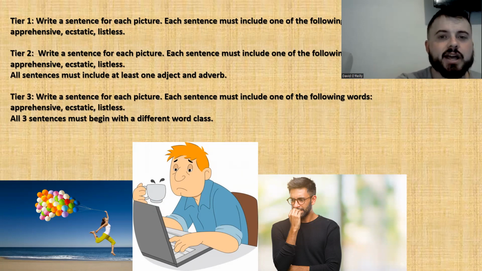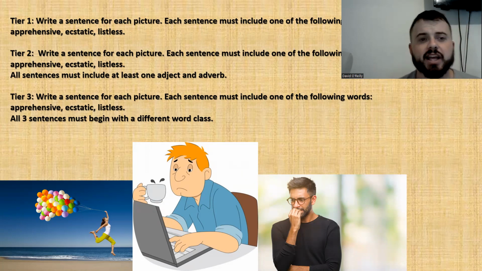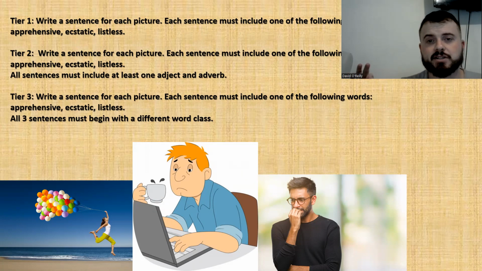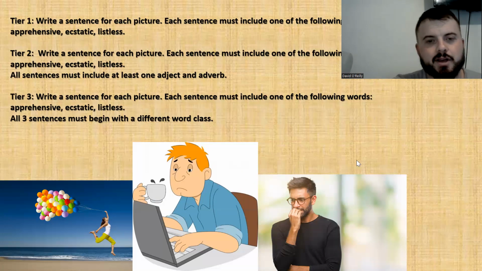And tier 3, write a sentence for each picture. Each sentence must include one of the following words. Again, apprehensive, ecstatic, and listless. All 3 sentences must begin with a different word class. So once again, we're writing a sentence for each picture using the vocabulary, but each sentence you write must begin with a different word class. I'm not going to remind you of the word classes. You can rewind the video or see if you can remember them all.